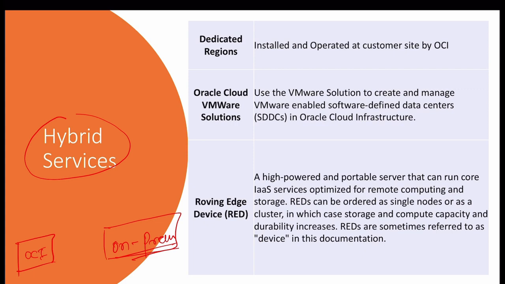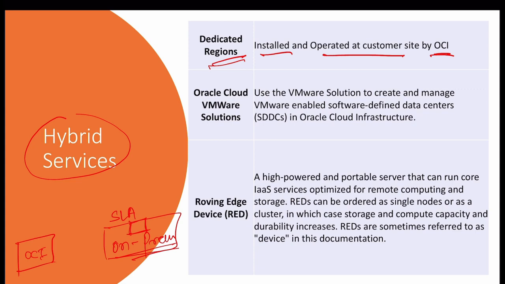So first service we have is dedicated region. What is it? It is installed and operated at the customer side by OCI. So what Oracle will do, Oracle will come to your organization and will install each and every service which is required by you. The best benefit here, you will get all the SLA which is provided by Oracle Cloud and all the services which are provided by Oracle Cloud. But here it's within your organization, so you have much control over it, and you have the assurance that you are fully compliant with the security aspect and other aspects. So this is the dedicated region. They have introduced this feature under the hybrid services.